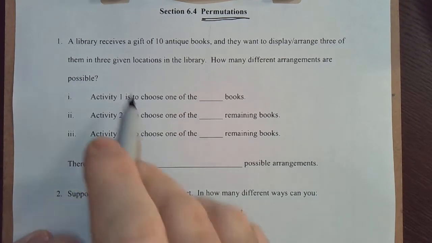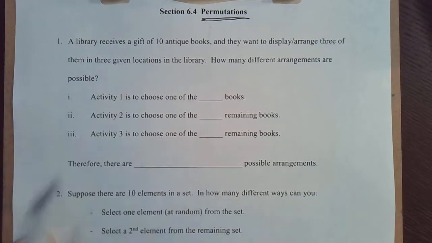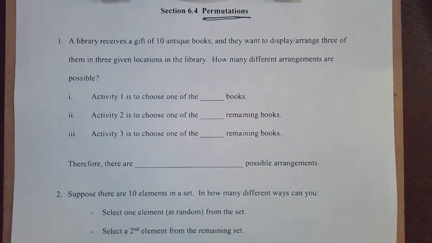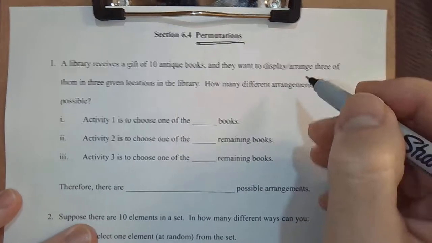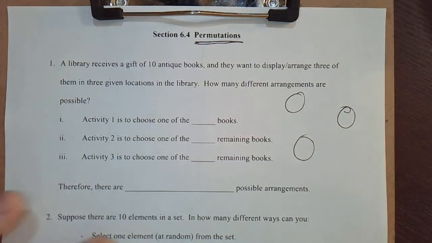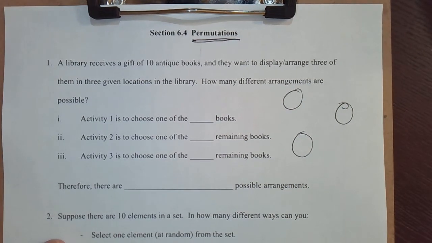So let's start off at the beginning here. A library receives a gift of 10 antique books, and they want to display or arrange 3 of them in 3 given locations in the library. Say, here, here, and here. Those are the 3 locations. How many different arrangements are possible?